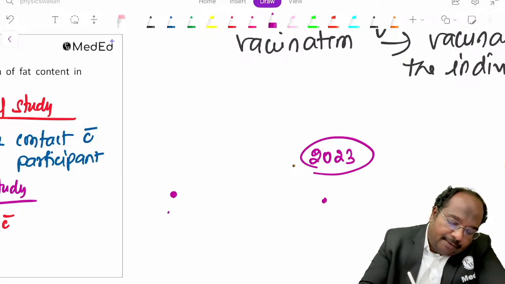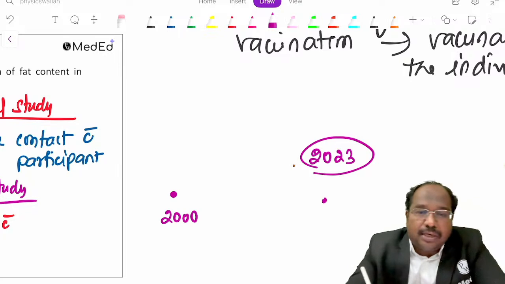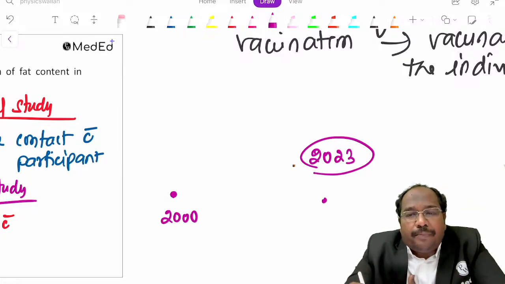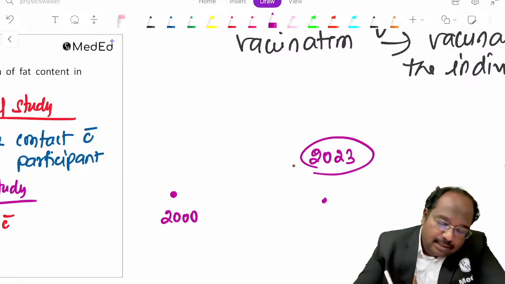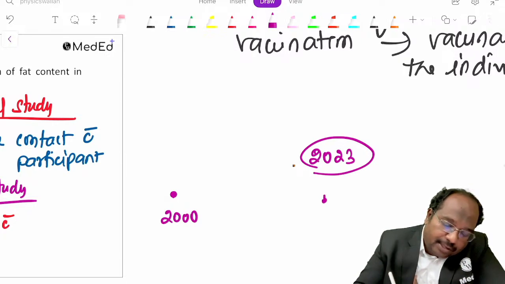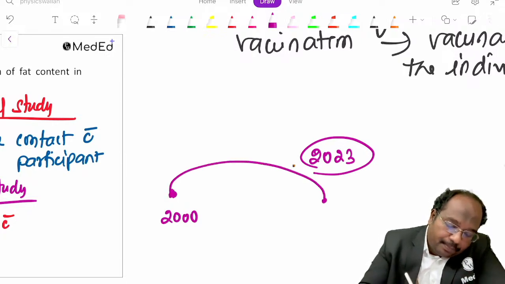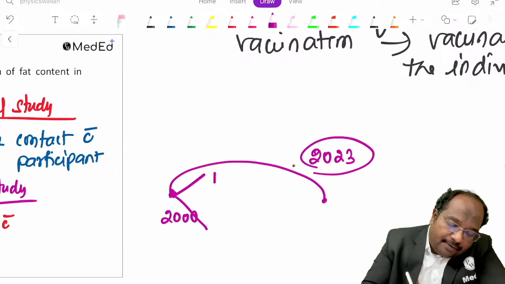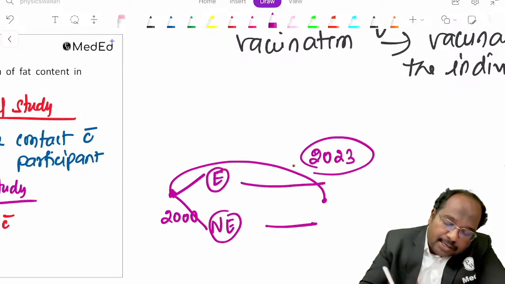Okay, so I identified one batch, suppose 2000 cohort. Cohort means group of people with common characteristics. So I am doing the study in 2023. I go back in time. From the cohort, I divide people into two groups, exposed and non-exposed, and currently checking their outcome.